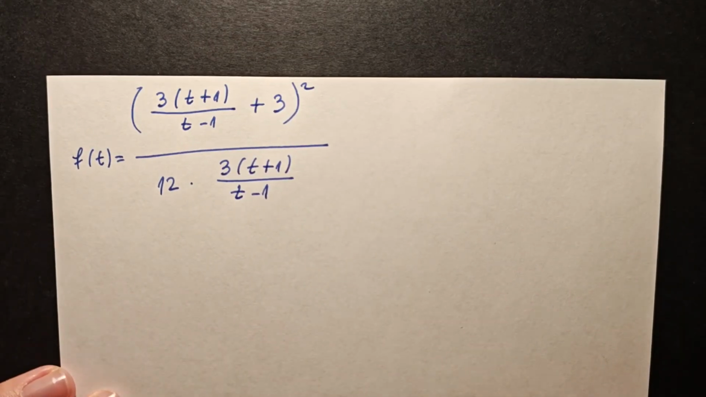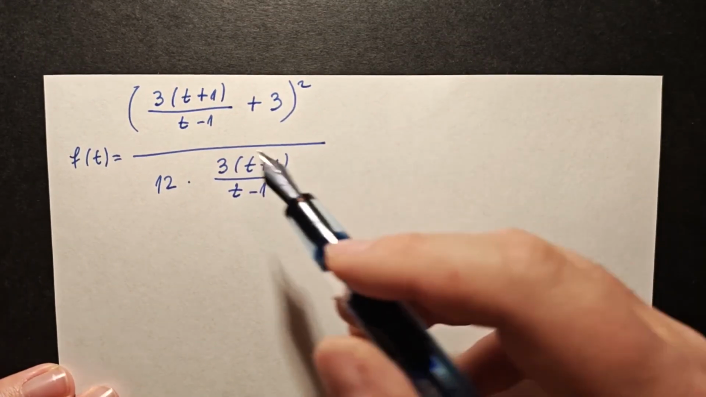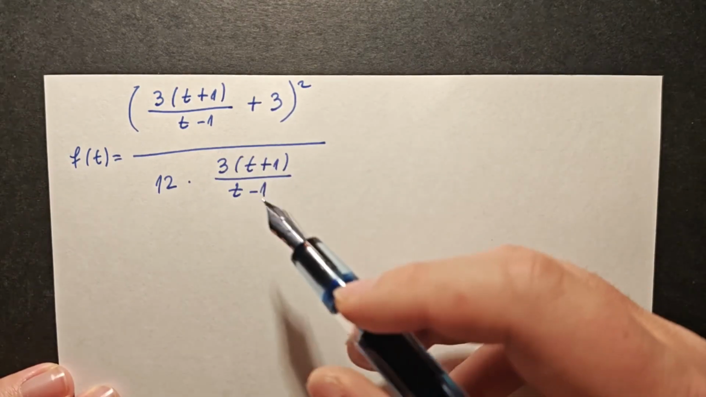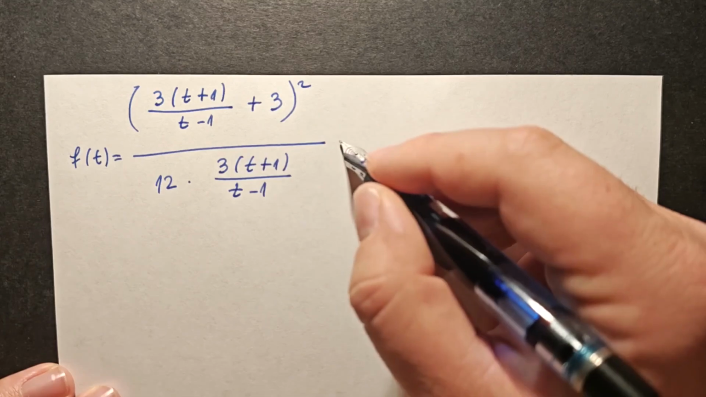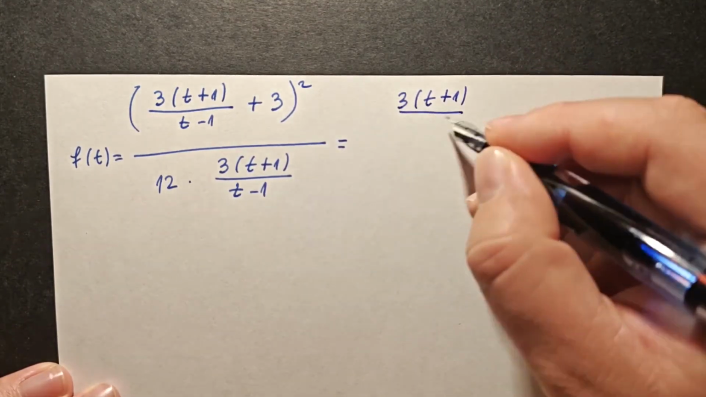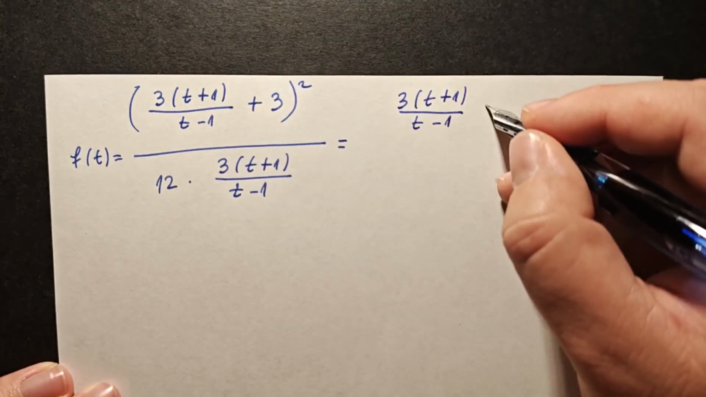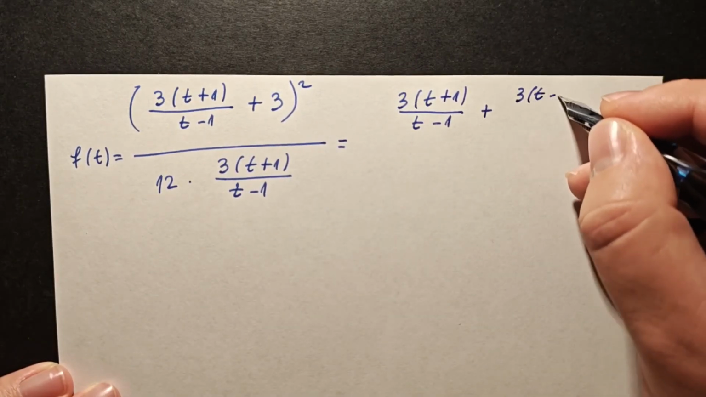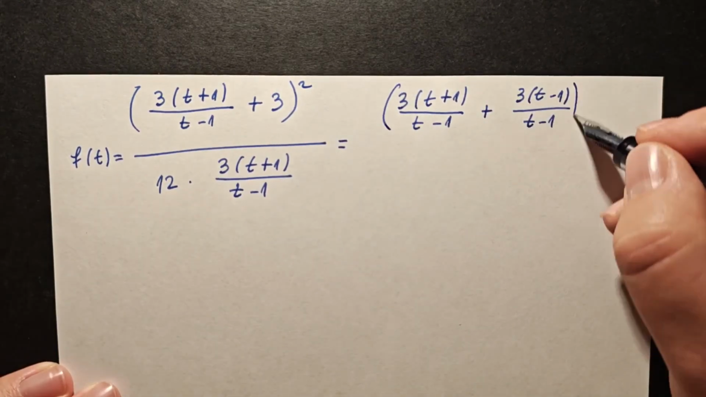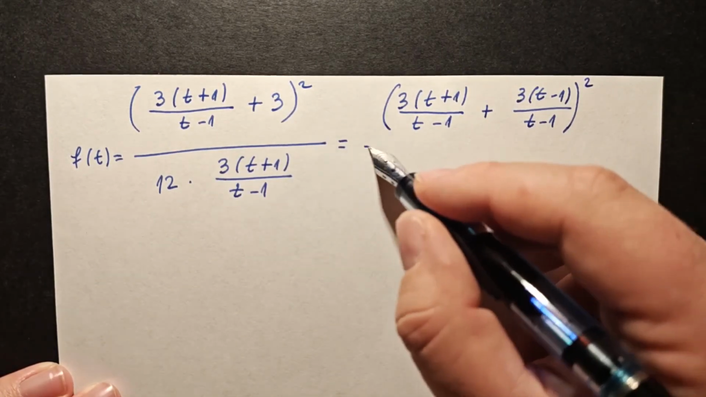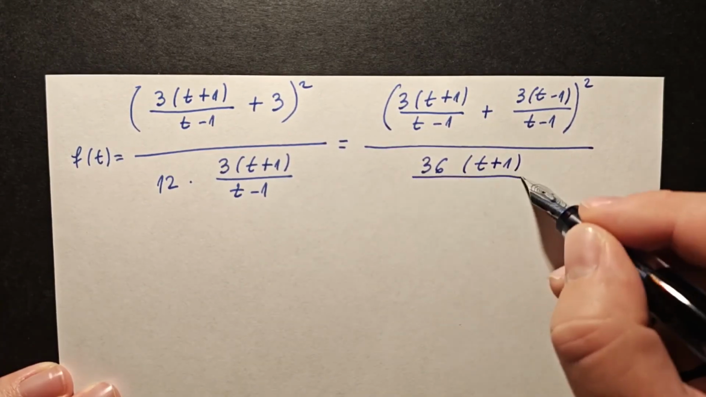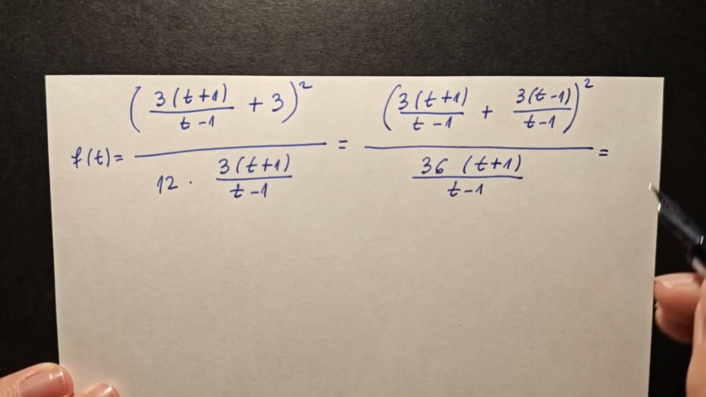We are going to focus on the numerator. We have two terms here that are being added, so let's put them over a common denominator. So this is 3 times (t plus 1) divided by (t minus 1) plus 3 times (t minus 1) divided by (t minus 1), and that entire part is going to be squared over 36 times (t plus 1) divided by (t minus 1).